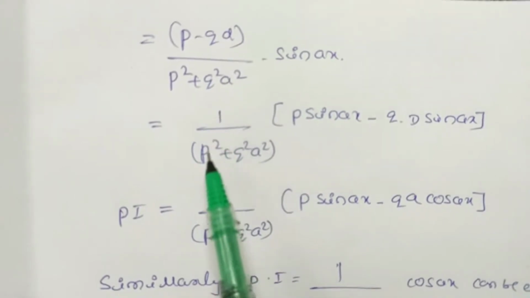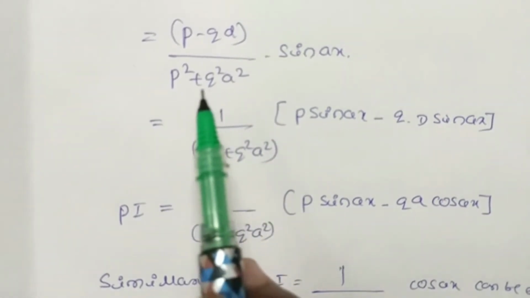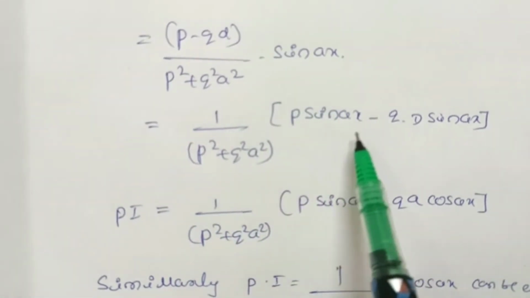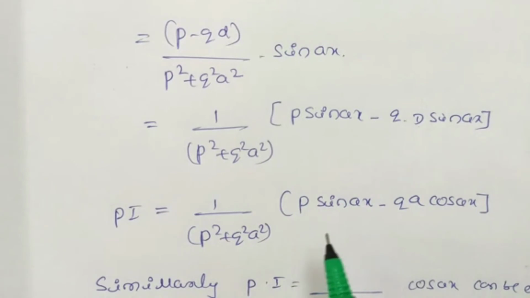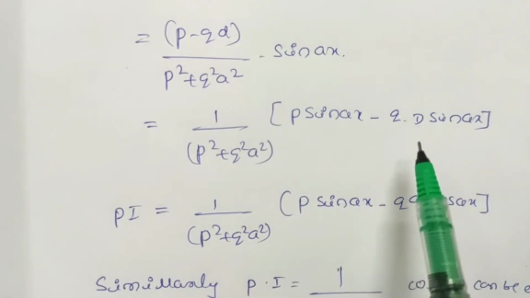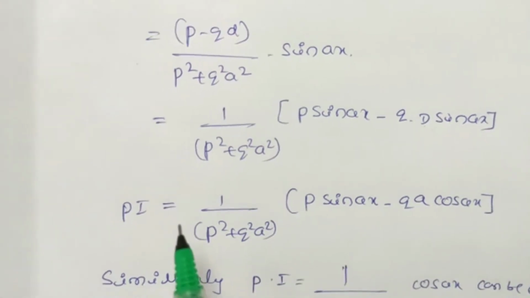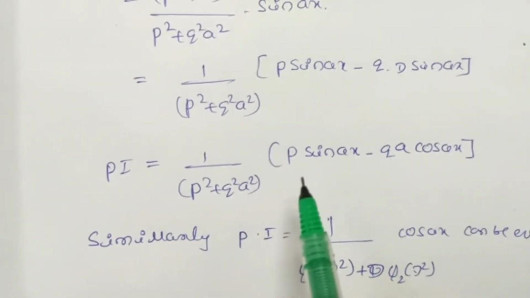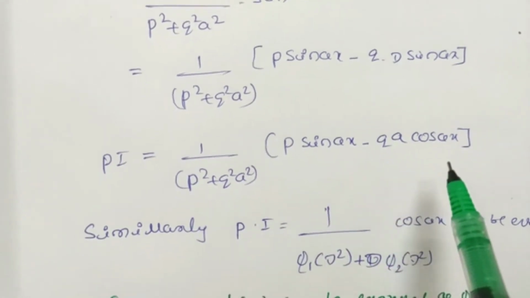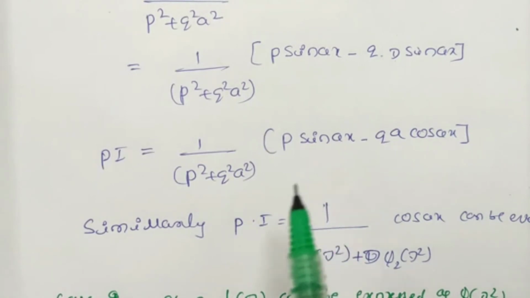So here 1 by p square plus q square a square is a constant, you keep this as it is. You multiply p into sin ax minus q into D of sin ax. So that is p sin ax as it is, minus q, where D means derivative. Differentiation of sin ax is a cos ax. So now the particular integral equals 1 by p square plus q square a square into p sin ax minus q a cos ax. This is the only method, don't remember this as a formula.